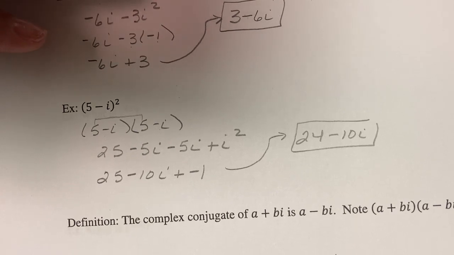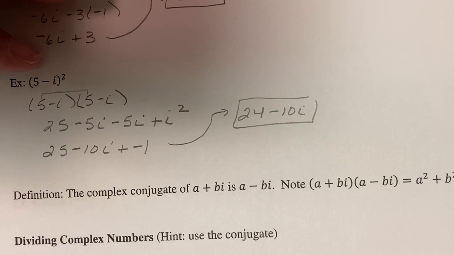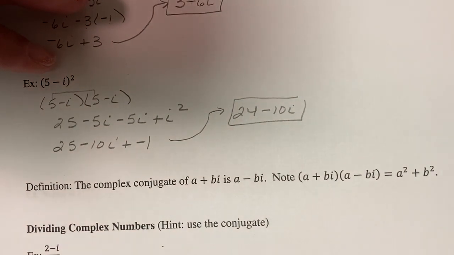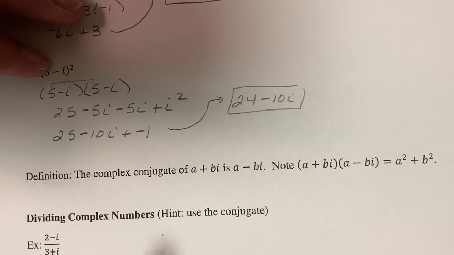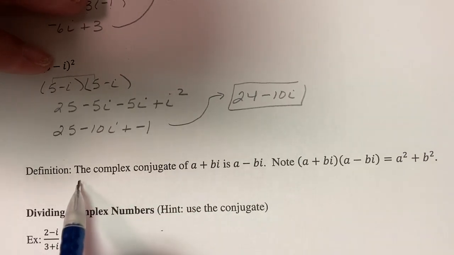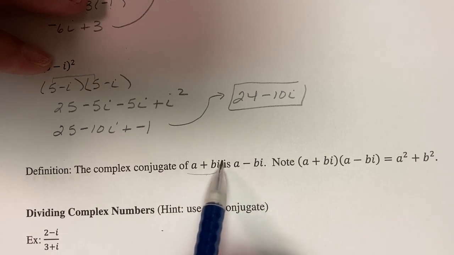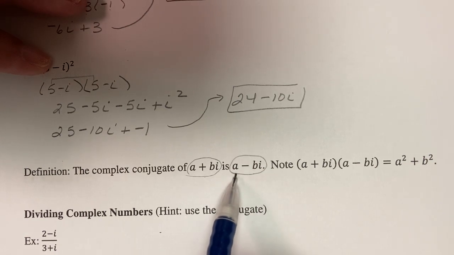Our last thing we're going to do is divide them. Now, remember how when we talked about radicals, you couldn't leave a radical in the basement? Well, because i is actually the square root of negative 1, you can never leave an i in the denominator of a fraction. So we're going to talk about the conjugate again, just like we did with radicals. The conjugate of a plus bi is a minus bi. You just simply change the middle sign.